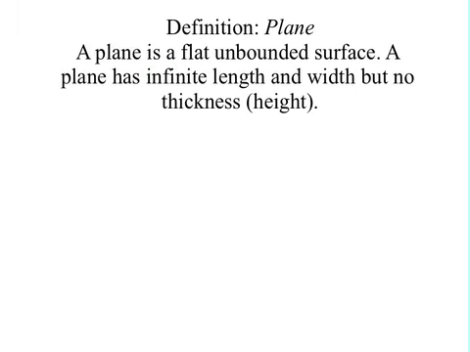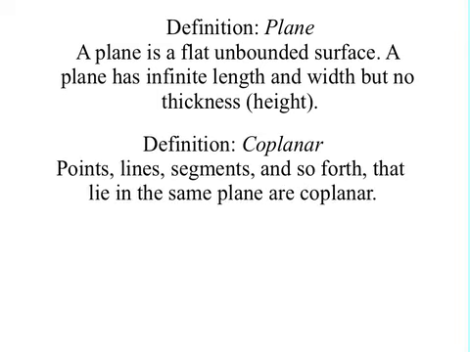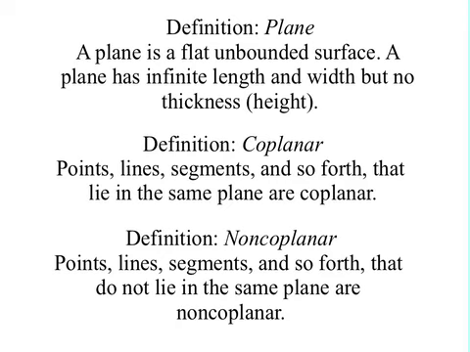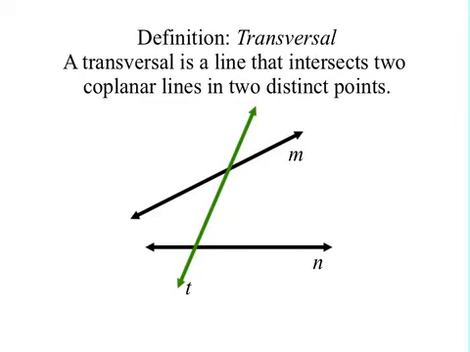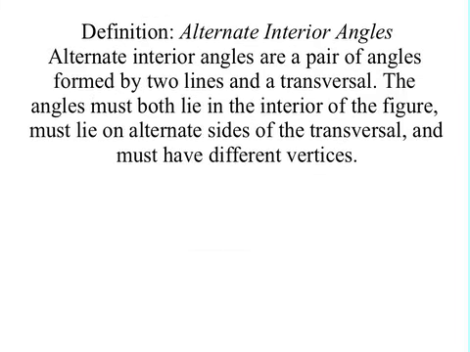In this lesson, we looked at the definition of plane, a flat, unbounded surface. It has infinite length and width, but no thickness, also known as the height. We also looked at the definition of coplanar. Points, lines, segments, and so forth that lie in the same plane are coplanar. And non-coplanar. Points, lines, segments, and so forth that do not lie in the same plane are non-coplanar. Transversal. A line that intersects two coplanar lines in two distinct points.